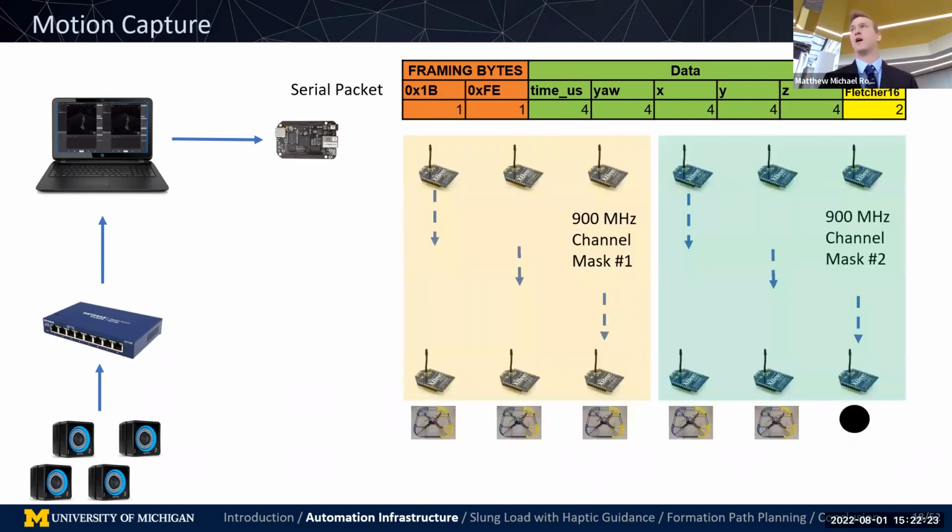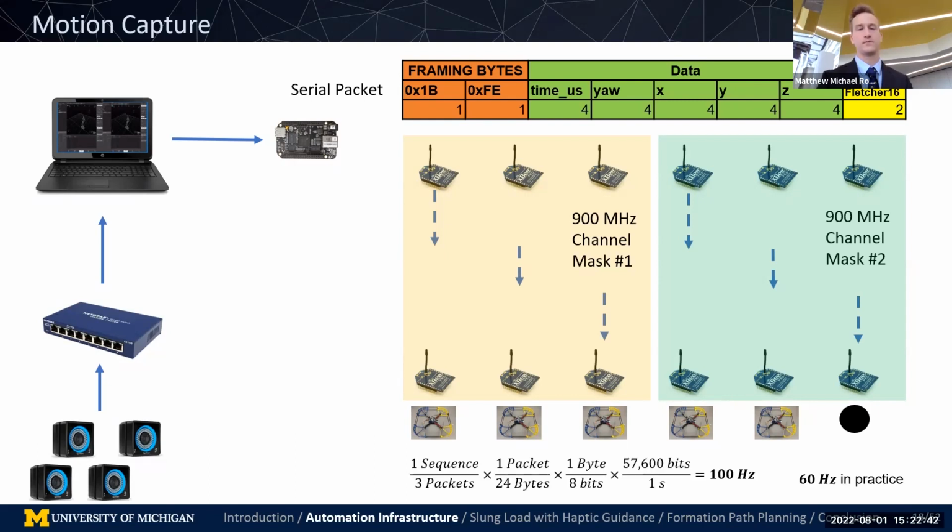Sent it using some error checking, and we separated the commands, the data, into two channels, such that they don't interfere, as well as three time slots. And what we achieved was six bodies that we could send real-time data to effectively. This results theoretically in a 100 hertz data rate, and we achieved about 60 hertz in practice.